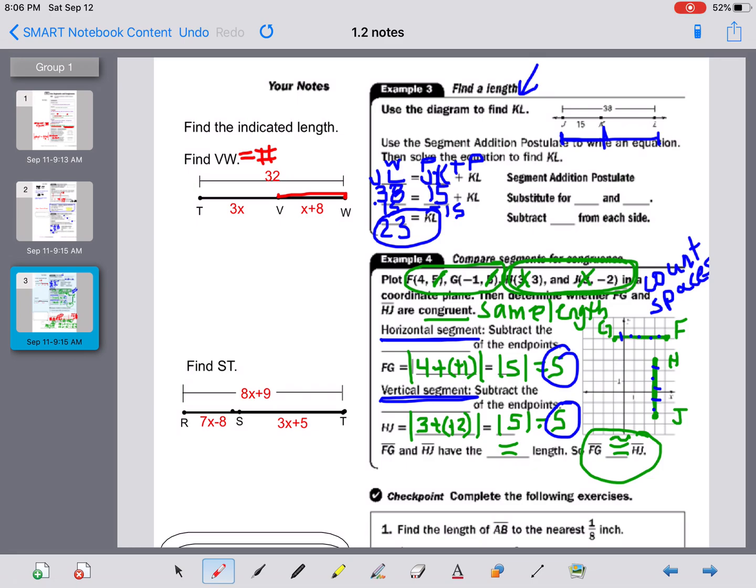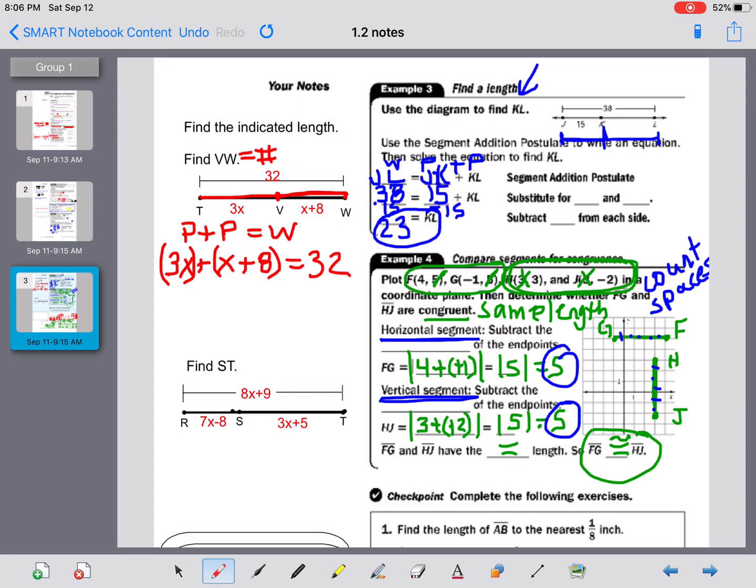Okay, how about a little part plus part equals whole? It looks like one part is over here, TV, that's 3x. The other part is what I'm looking for, VW, which is x plus 8. Okay, that's the second part. So there's the first part and the second part, and they equal the whole thing, which is 32. We have us a handy dandy algebraic equation. Let's go ahead and solve for x.